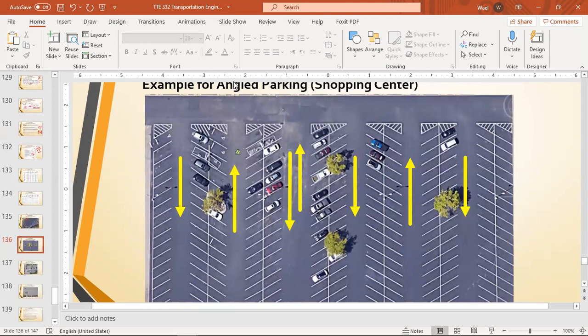This is an example from a shopping center for angled parking. One of the advantages of angled parking is that it's easy to park in and to park out, or to roll out. So here you just make a small turn and you park your car. Okay, but when you get out you need to pull back and go again this way. As you can see, this aisle has this direction, this aisle the opposite direction, and this aisle in the middle is both ways.